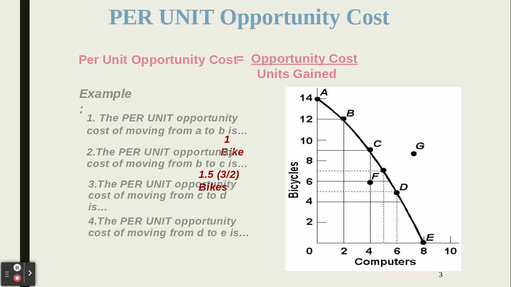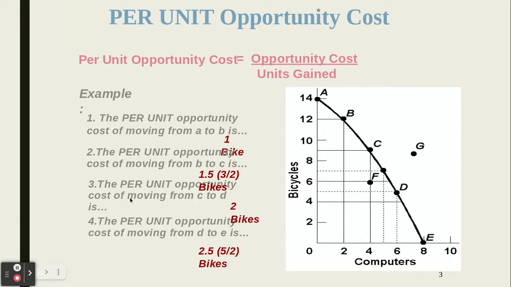Okay, so for the next one, we see B to C. We go from 12 to 10. Okay, so opportunity cost. We've lost 2 more bicycles. Or sorry, not 12 to 10, 12 to 9. So we've lost 3 bicycles. Okay, we've added 2 more computers. So we have 3/2, so 1.5 bicycles. Okay, so on and so forth, all the way down.